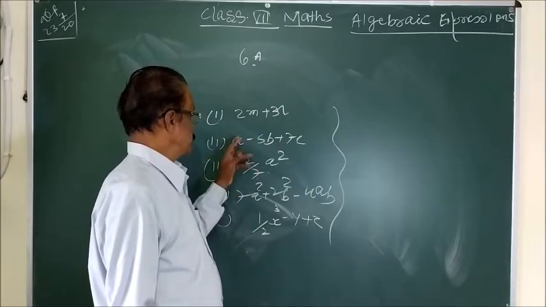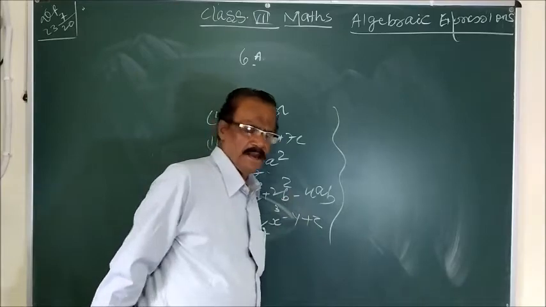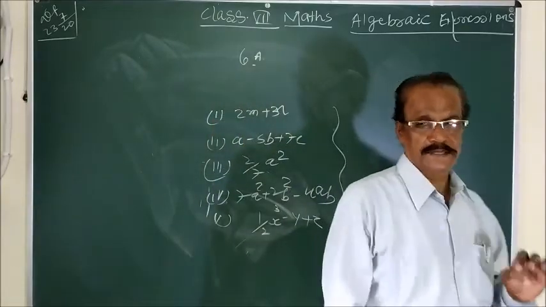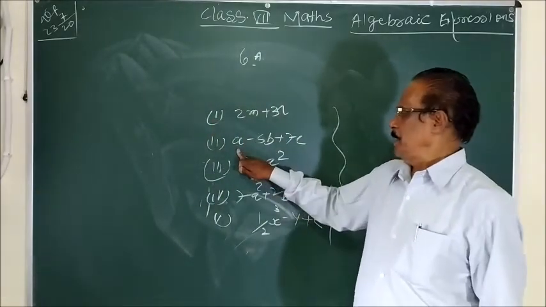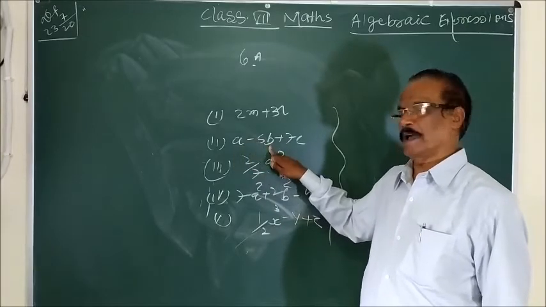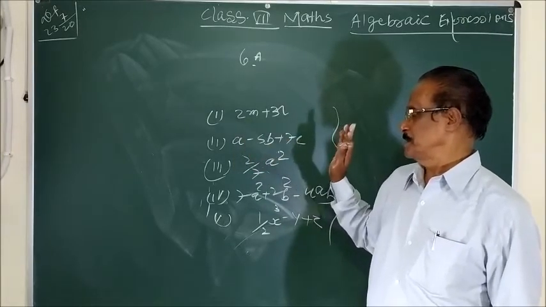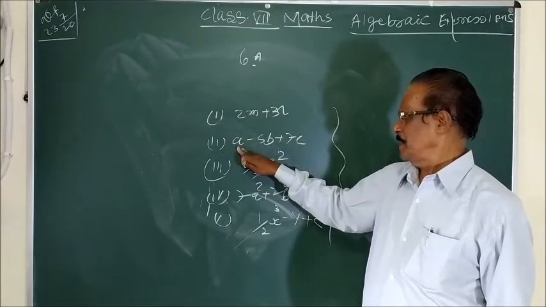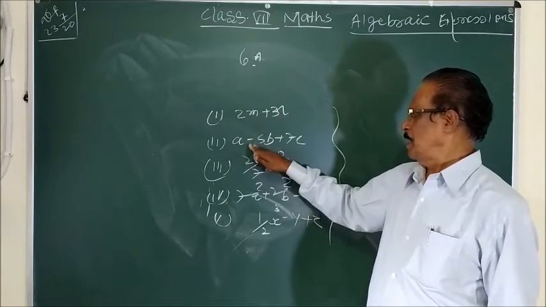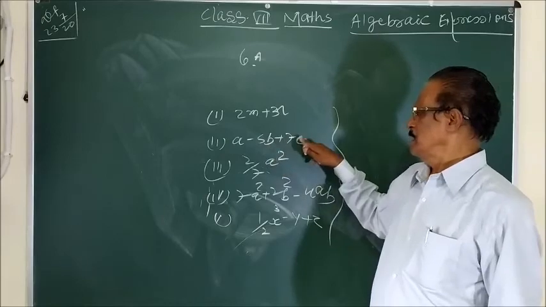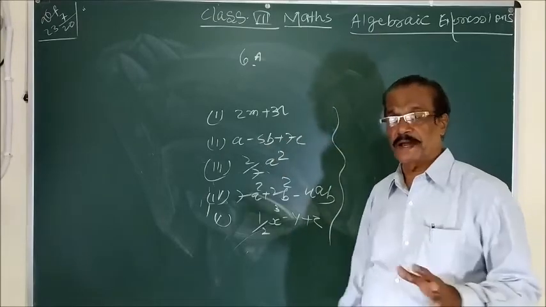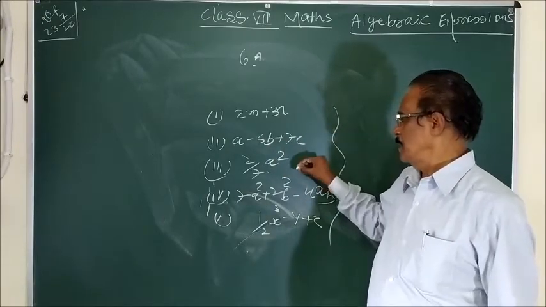I said that each term is separated by either a positive or negative sign. A minus 5b plus 7c. How many terms? 3 terms. The terms are a, first term, minus 5b, second term, and 7c, third term. So this is trinomial. How many terms?